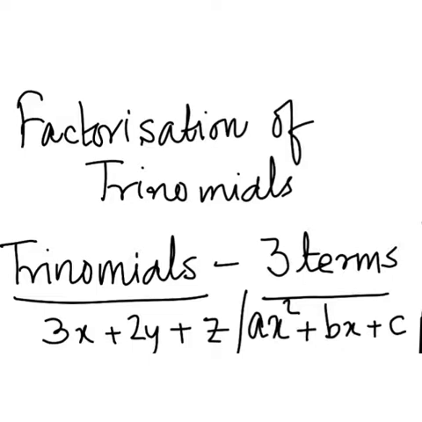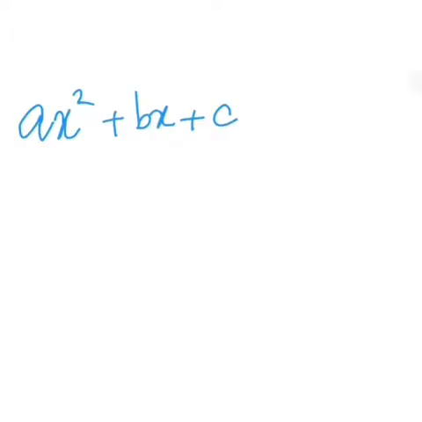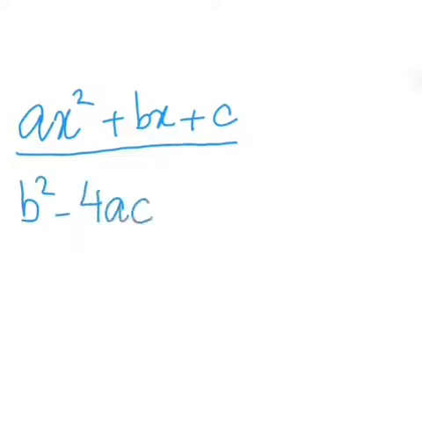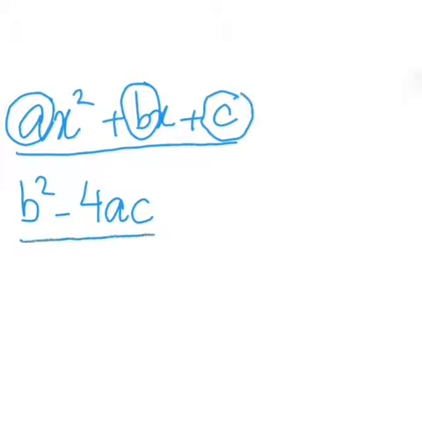In this video, we'll learn how to factorize this kind of trinomials. In order to factorize a trinomial of the form ax square plus bx plus c, we need to check one condition first. We need to check the value of b square minus 4ac. Now what is b? B is the coefficient of x. What is a? A is the coefficient of x square. And what is c? C is the constant term.